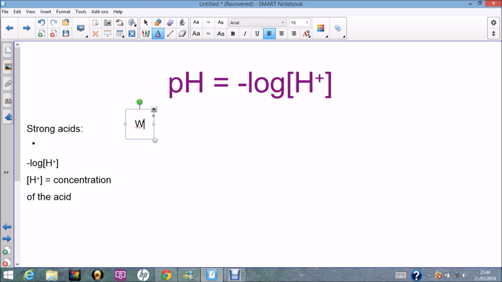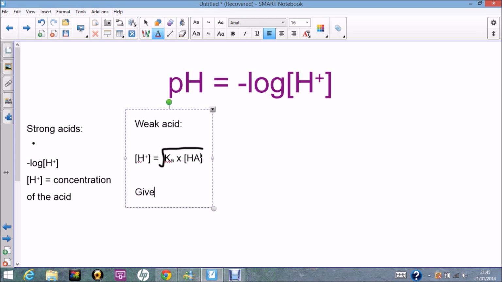Next example, we've got weak acids. For weak acids we can't use that calculation straight away. You need to use the one with the square root in it, and that looks like this. The giveaway on this question is that you will get a Ka value or a pKa value. Remember that strong acids don't have Ka values, so if you see a Ka value, you know that it's definitely a weak acid.